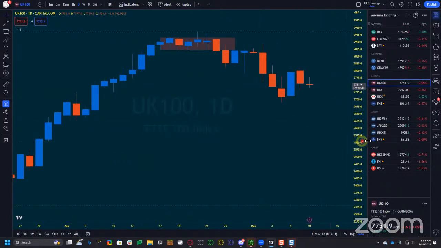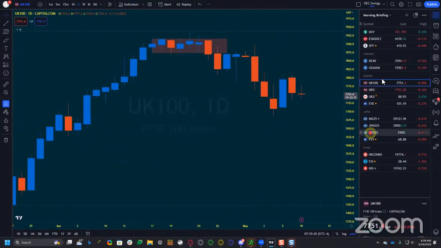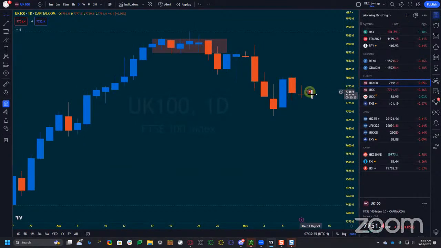Europe is basically flat at this point. They're not done for the day. They can still change things around, but at this point, they are doji, sticking into the lower part of the day.